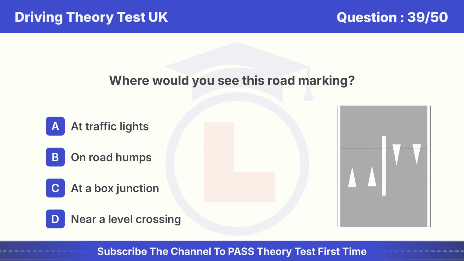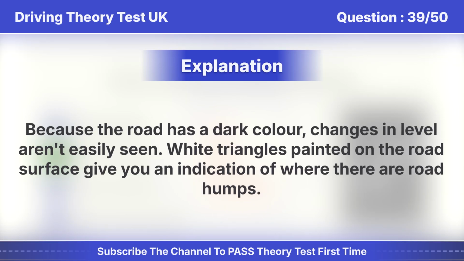Question 39. Where would you see this road marking? Answer is B. On road humps. Because the road has a dark color, changes in level aren't easily seen. White triangles painted on the road surface give you an indication of where there are road humps.